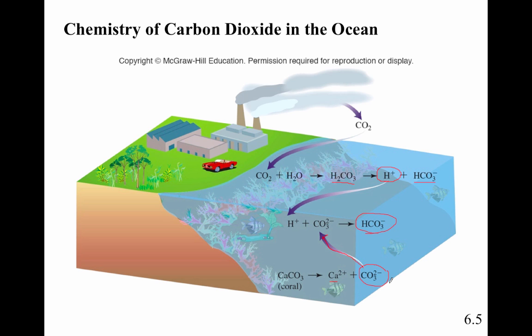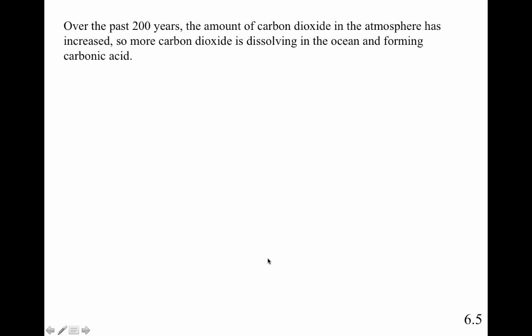If you continue to study in chemistry, you will spend more time looking at these types of equilibrium reactions and understanding them in more depth. Over the past 200 years, the amount of carbon dioxide in the atmosphere has increased. So more carbon dioxide is dissolving in the ocean and forming carbonic acid.